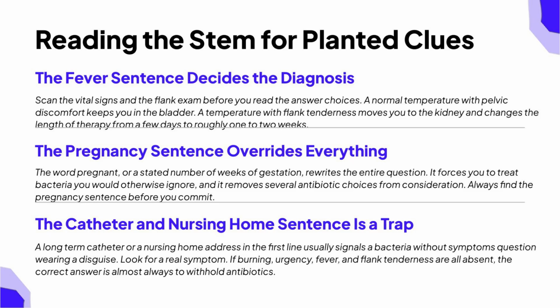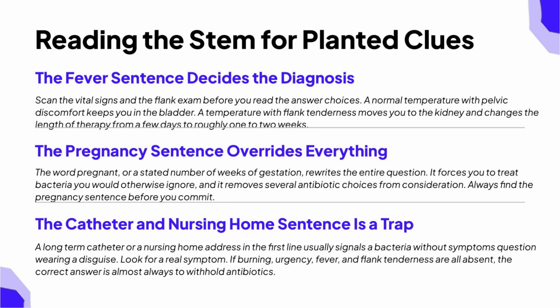Strategy 3 is reading the stem for the clues the writers planted. First, the fever sentence decides the diagnosis. Before you look at the choices, scan the vitals and the flank exam. A normal temperature with low pelvic discomfort keeps you in the bladder and a short oral course. A temperature with flank tenderness moves you to the kidney and stretches treatment to roughly 1 to 2 weeks.